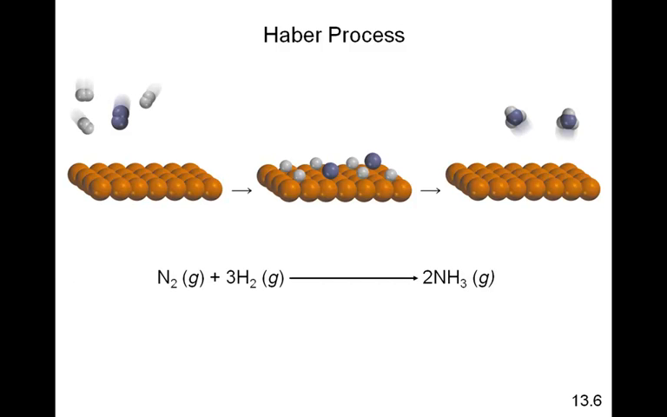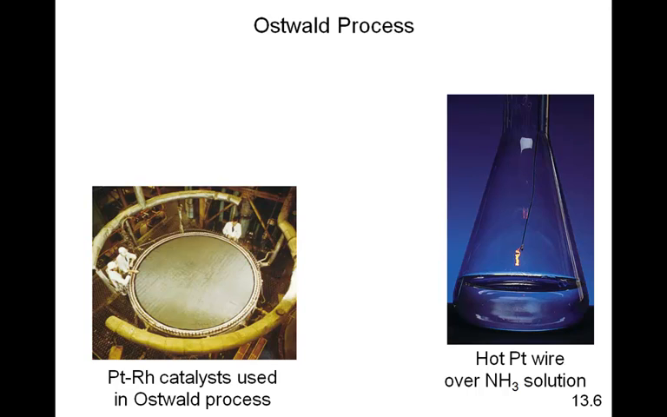So here's the process, and here's the catalyst. The Ostwald process is the process in which ammonia and oxygen react to form NO and H2O. They use a platinum-rhodium catalyst in the Ostwald process.